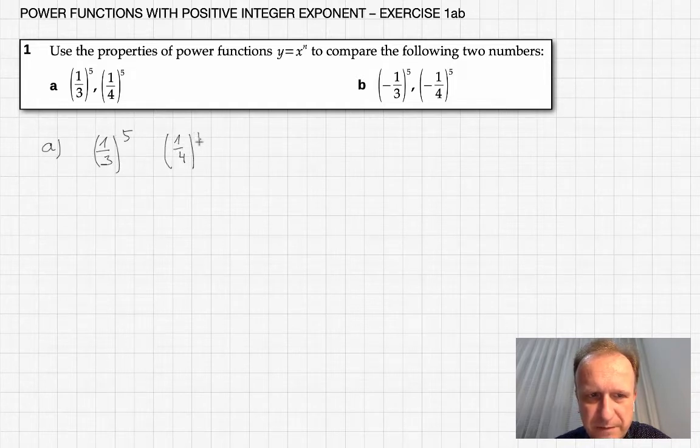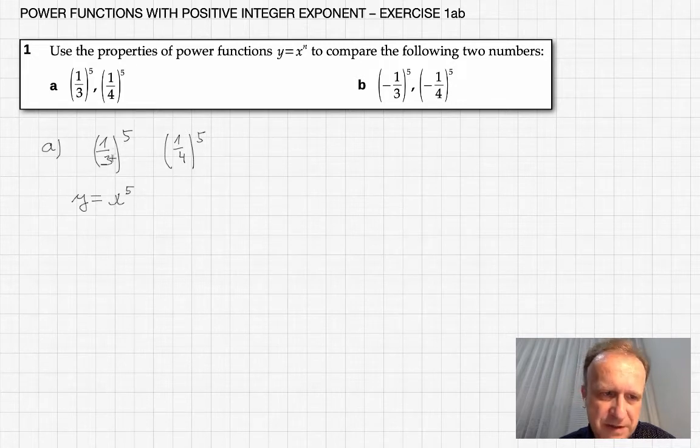the power of 5. Now first, we have to try to understand that both numbers are function values of one power function for two different x values. And the power function that I'm talking about is the power function y equals x to the power of 5. So if you substitute 1/3 for x, you get this value. And if you substitute 1/4 for x, well, you obtain the value 1/4 to the power of 5.